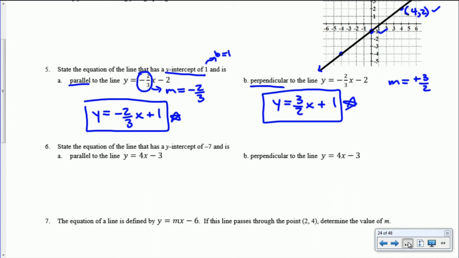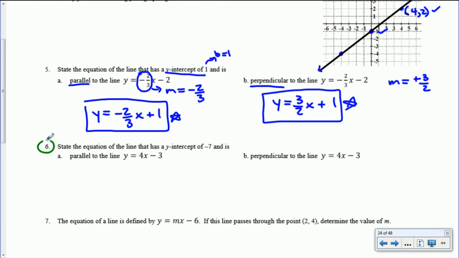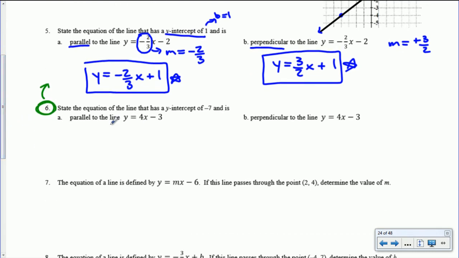Okay, I'll get you to try this one on your own. So very similar to this one. You've got a parallel and a perpendicular one, and the y-intercept is needing to be -7.